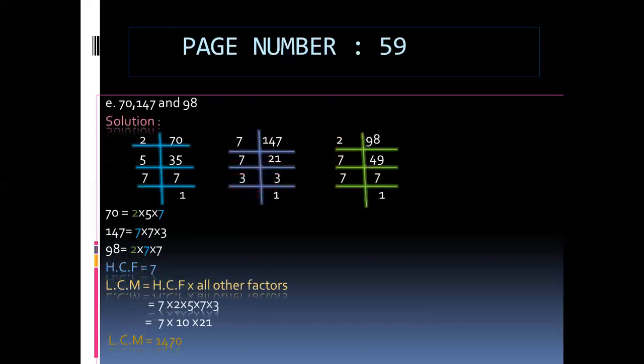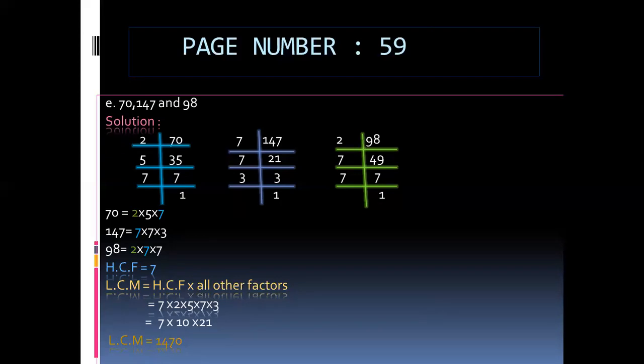Now is the turn of part E, the last part of this question and also the last part of this page. 70, 147 and 98. First we find the factors of 70, which are 2, 5 and 7. The factors of 147 are 7, 7, 3. The factors of 98 are 2, 7, 7.